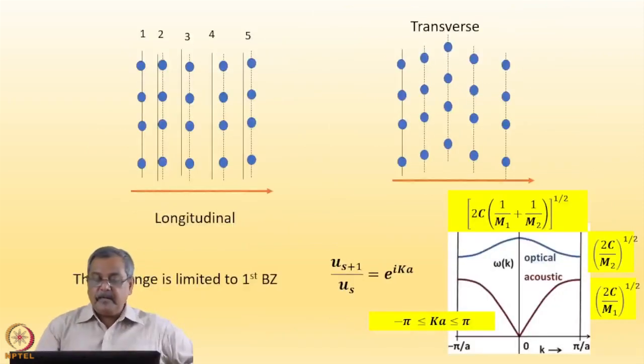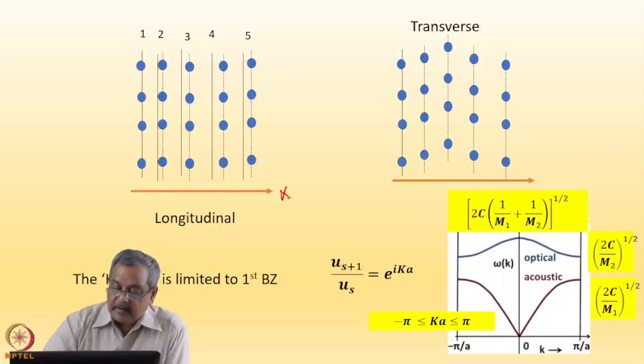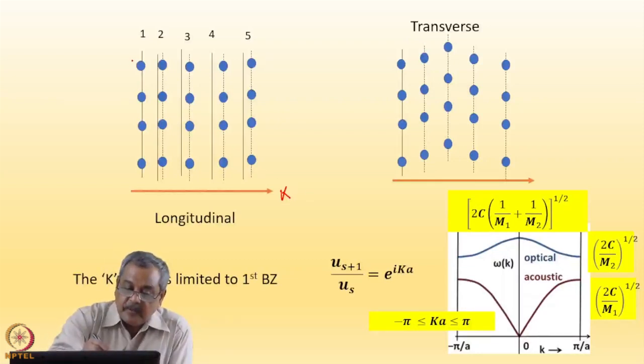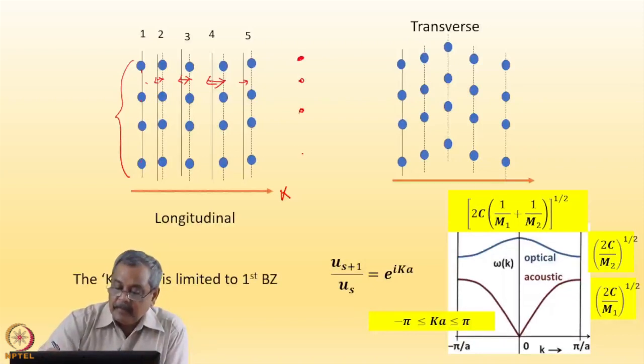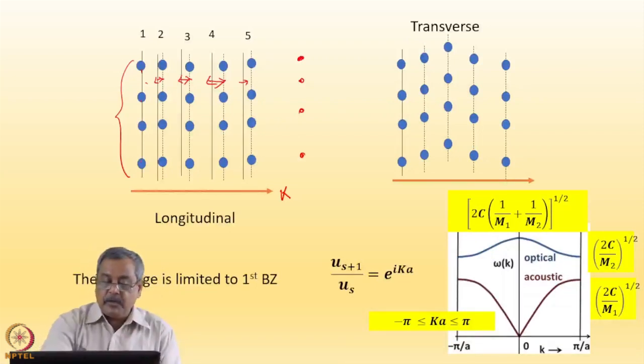So how does the displacement look like? When I said longitudinal waves, please note that this is the k vector, because in this direction the wave is propagating, and I show the displacement of this plane of atoms. So you can see that the second plane of atoms is displaced this much, the third plane may be displaced a little more, the fourth plane a little more, then again it keeps reducing, and finally it comes to a plane after the wavelength that I get back to the central plane. So that is a longitudinal wave.